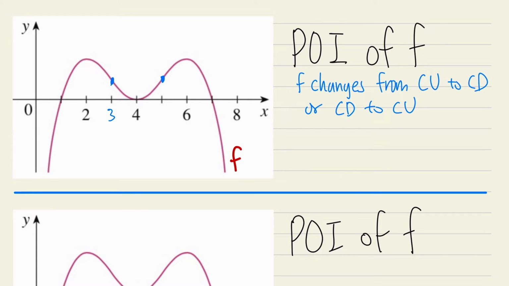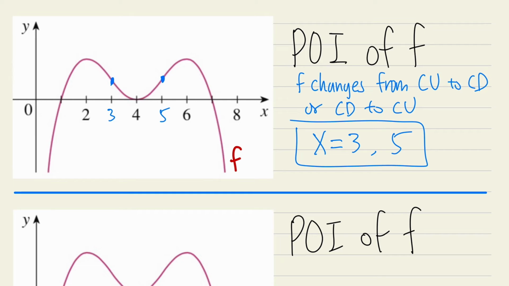So that's going to be at 3 and 5. So we have 2 points of inflection, 3 and 5. Done. What you see is what you get if you are given the original graph.